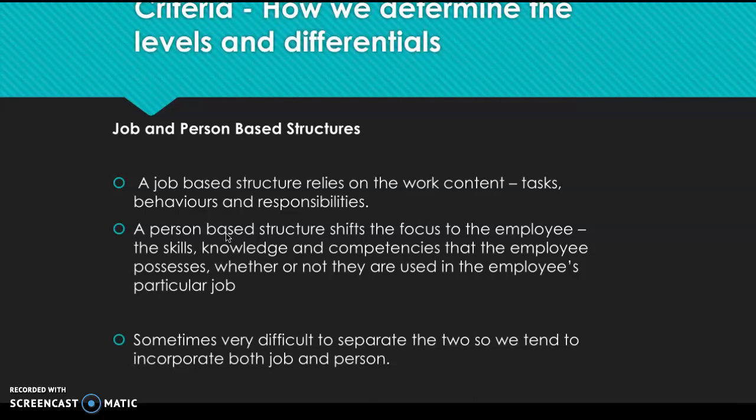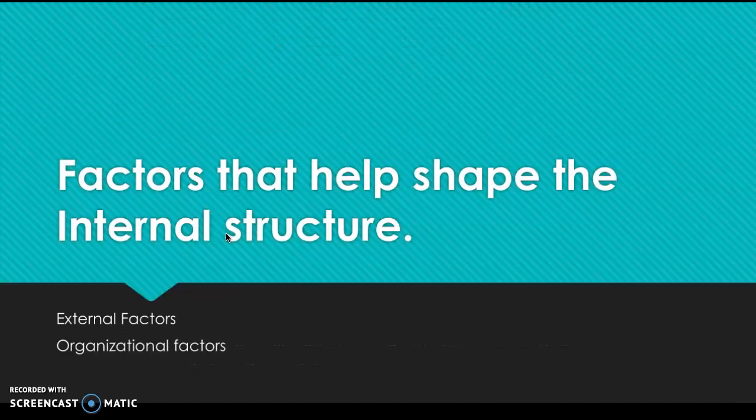Now, the reality is the two go hand in hand, because if my TDRs are this, then these are the skills I need to go with them. If my TDRs are more complex, I need more skills. So they kind of go hand in hand, and it's difficult to sometimes see the difference. But it's good to have in our heads where we're going to start. Are we looking at the qualifications of the skills, or are we looking at the tasks and duties? But let's understand that we tend to incorporate both. So what we'll do next is look at some of the factors that help us shape the structure externally and within the organization.